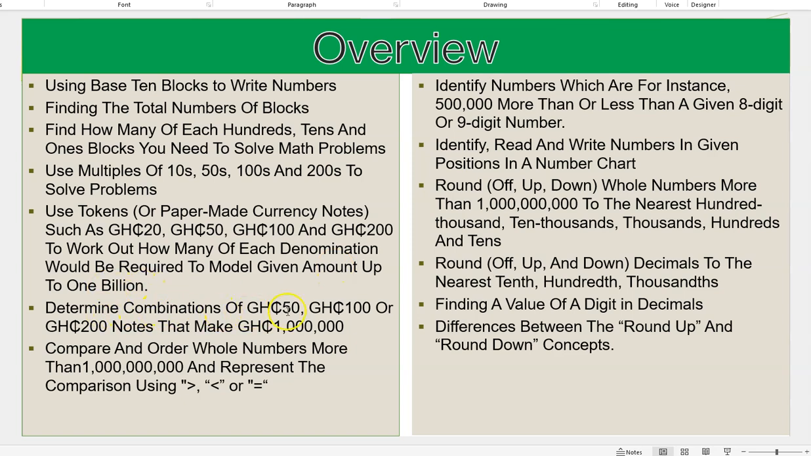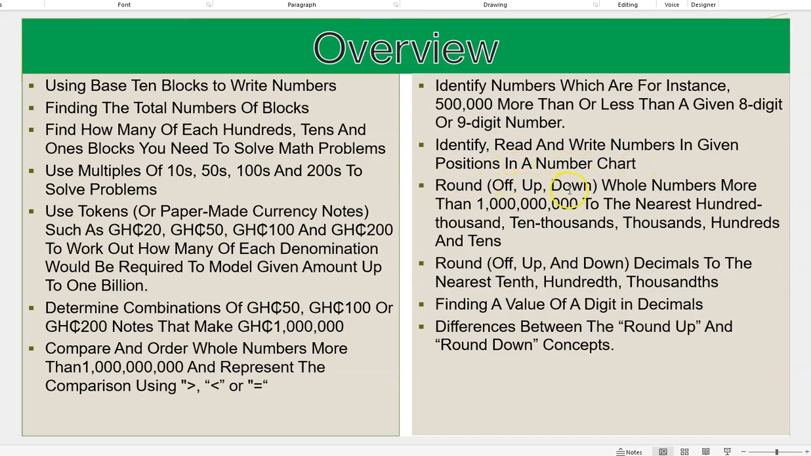Determine combinations of 50 Ghana cedis, 100 Ghana cedis, or 200 Ghana cedis notes that make up 1 million. Compare and order whole numbers more than 1 billion and represent the comparison using greater than, less than, or equal to. Identify numbers which are, for instance, 500,000 more than or less than a given 8-digit or 9-digit number. Identify, read and write numbers in a given position in a number chart.